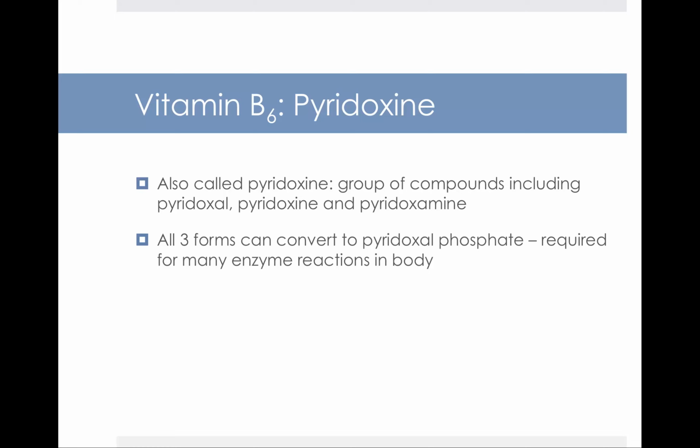The last B vitamin we'll look at is B6. It's also called pyridoxine. Pyridoxine refers to a group of compounds, including things like pyridoxal, pyridoxine, and pyridoxamine. All three forms, however, can convert to pyridoxal phosphate, which is required for many different enzyme reactions in your body. So like all the B vitamins, B6, one of its primary functions is that it is a coenzyme.